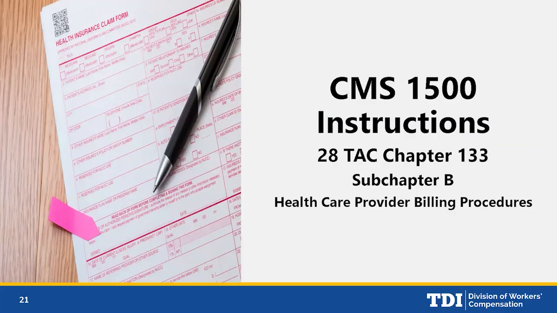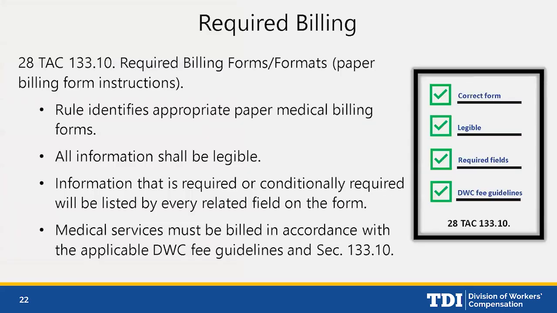Let's go into some of the details on the CMS 1500 or HCFA based on our rule and some of the issues that come up from your calls. Required billing. The required billing rule can be found in Rule 133.10. This section outlines which paper form should be used for the different types of billing. Not only does it include instructions for the CMS 1500, which is used for professional billing, but also dental claim forms, pharmacy, and the UB04 for facilities or institutional billing. Every field that is required or conditionally required will be listed with the related field in parentheses next to it.